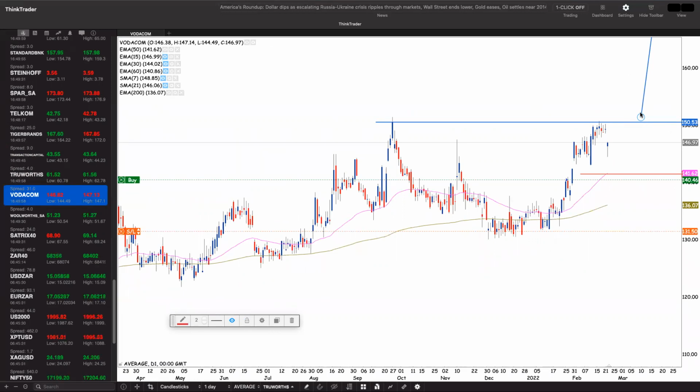I think this is a sympathy move because MTN has moved so much. Sometimes if one stock rallies significantly, it tends to pull the others behind it, right? Because again, remember, markets are mostly psychological. So you watch MTN running so much. What's the first thought that comes to mind? Telecoms are running, right? So you look for the laggards, the ones that haven't run as much.